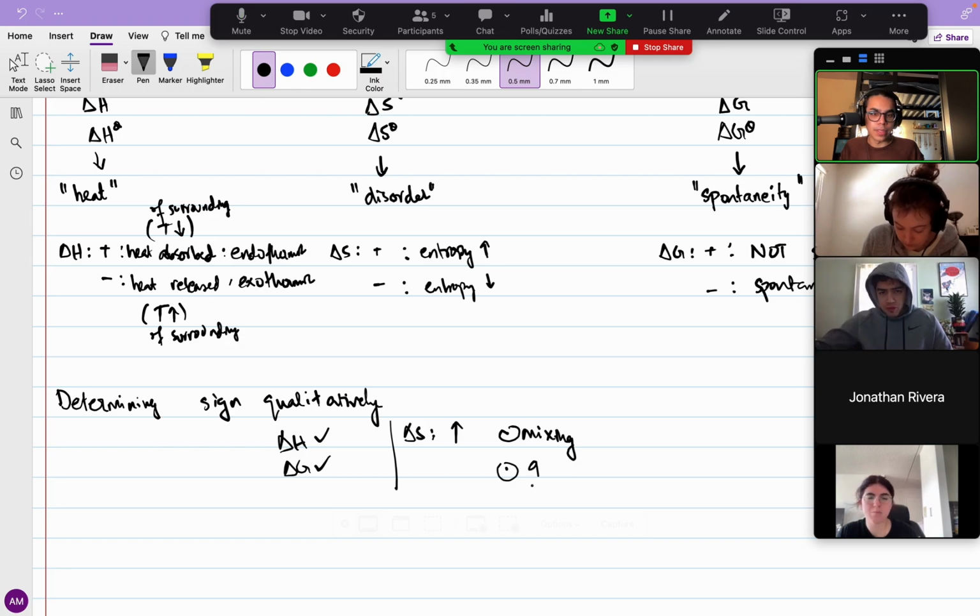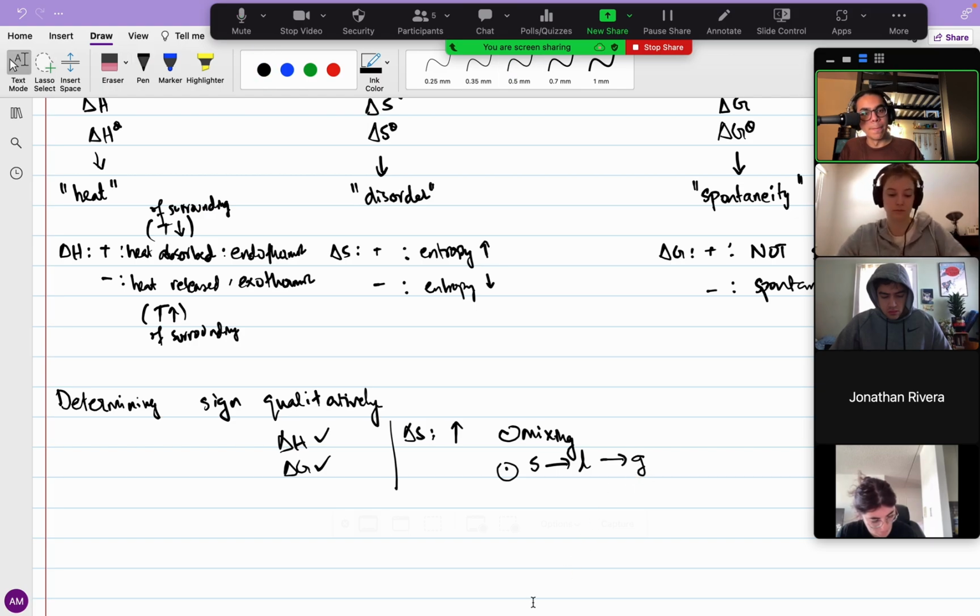If you go from solid to liquid to gas, entropy goes up. Solid has the least entropy because it's so ordered and the molecules are not really flying around everywhere. They're stuck together. Liquids have a little more freedom, so liquids have higher entropy. And then gases just go crazy. They have the highest entropy. So as you transition from solid to liquid to gas, the entropy increases.